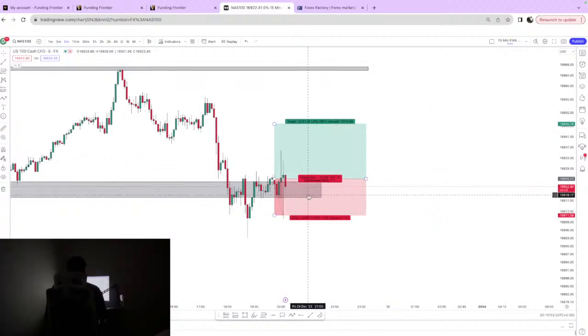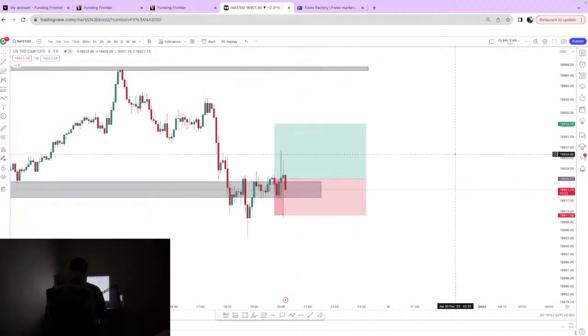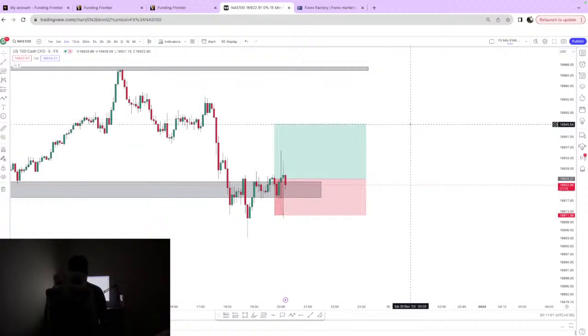You can see it's 14 points, almost 13.6. In the next session, I'll teach you how lot sizes and everything is calculated. Don't worry. Then you will not have any confusion.